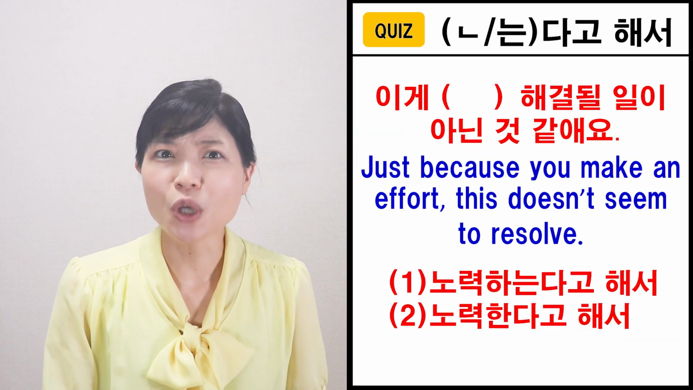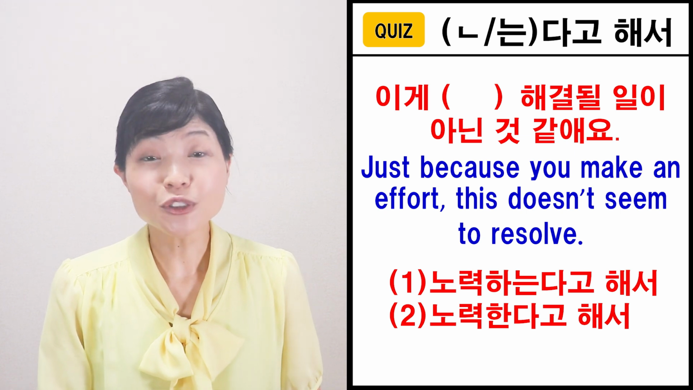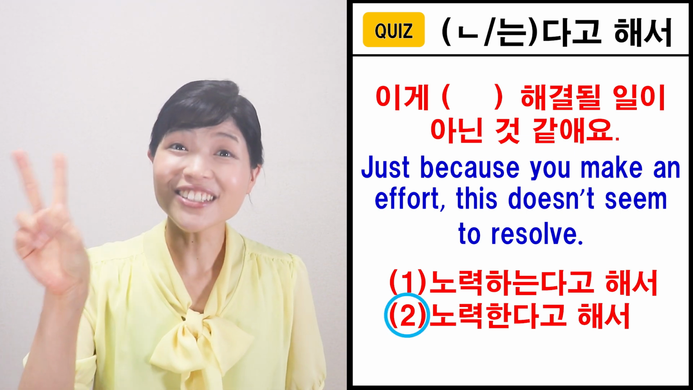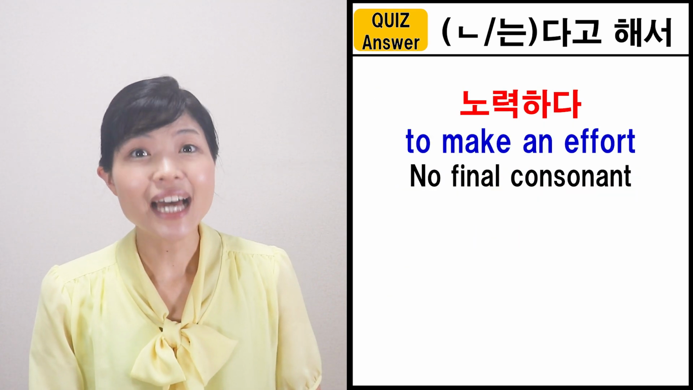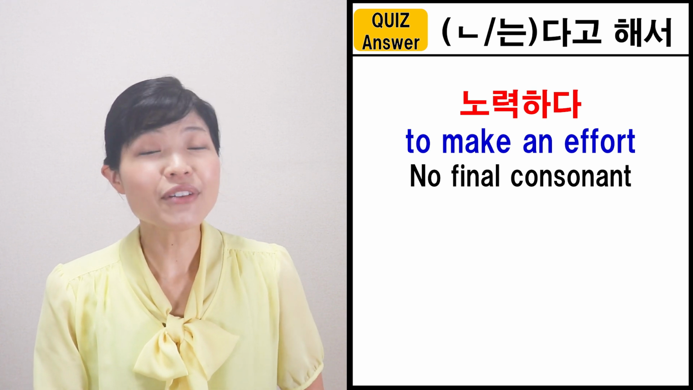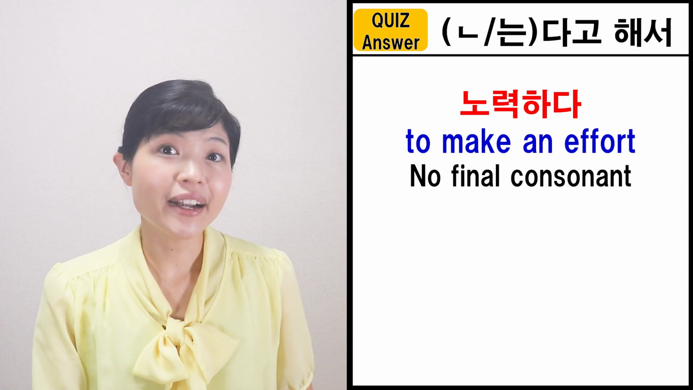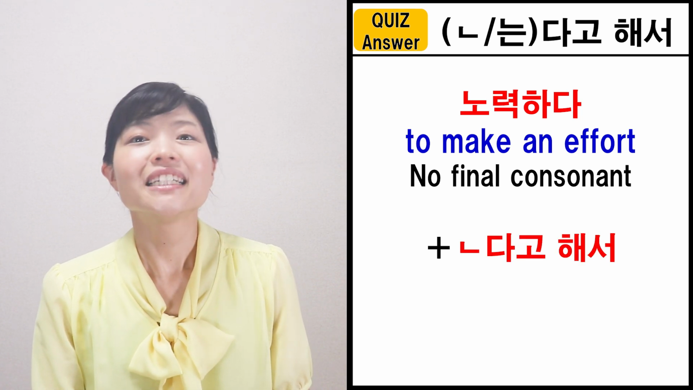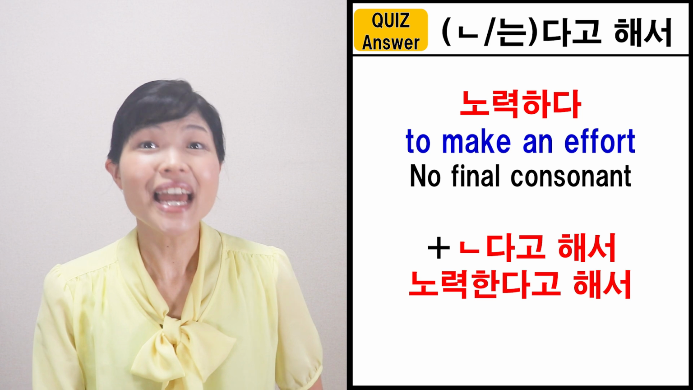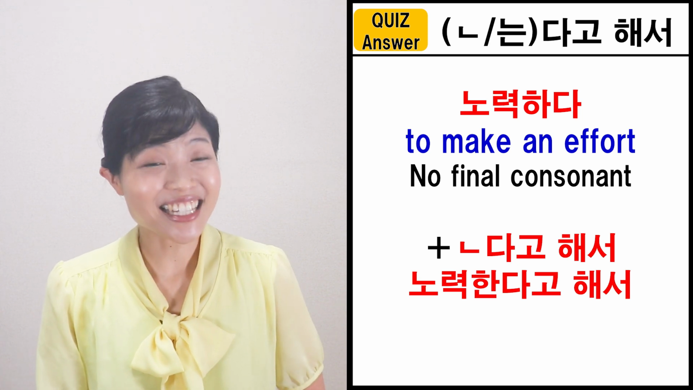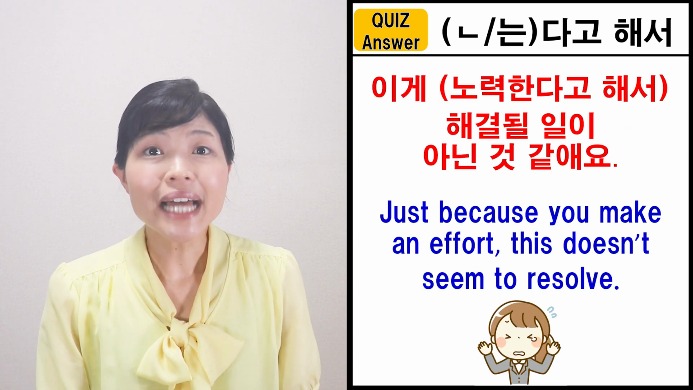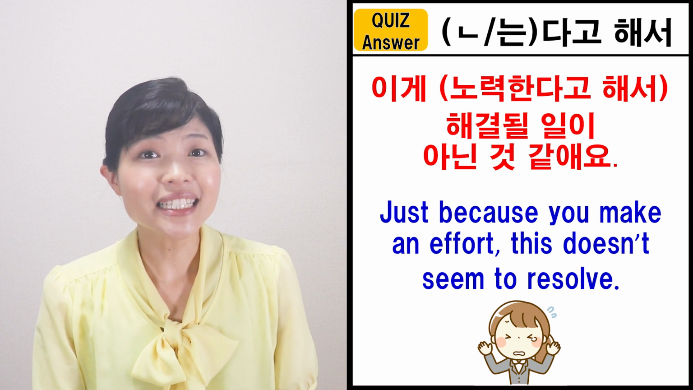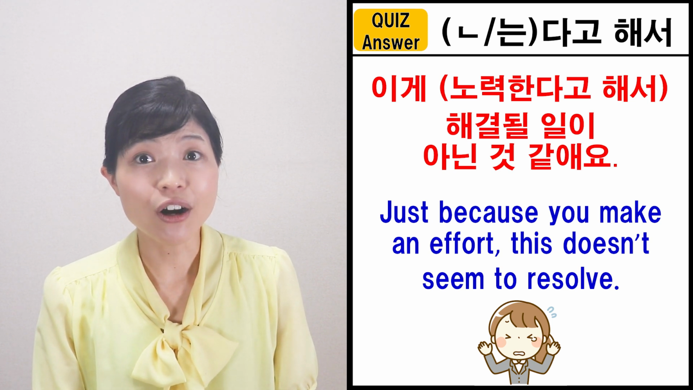Wow, this sounds so realistic, right? The answer is number 2. Here, 노력하다, to make an effort, does not have a final consonant. Therefore, you can attach 니은다고 해서 to the stem to make 노력한다고 해서. Let's read it together. 이게 노력한다고 해서 해결될 일이 아닌 것 같아요.